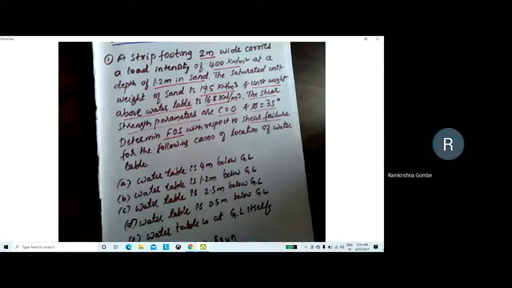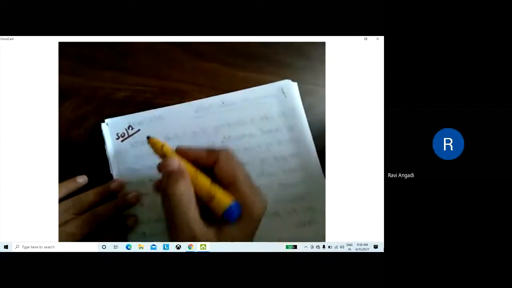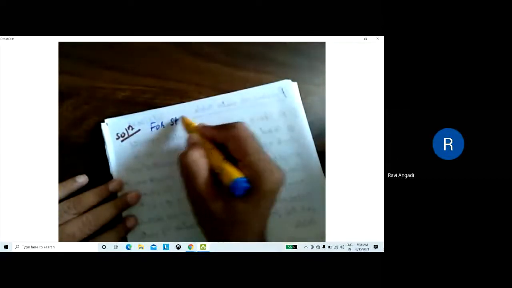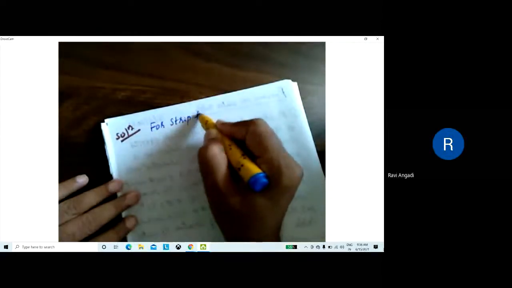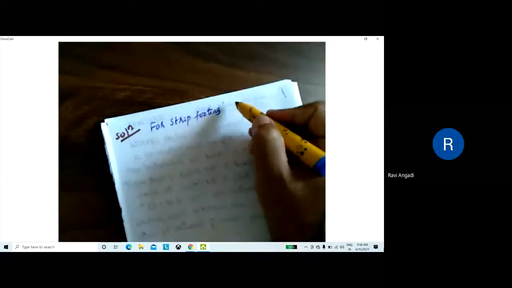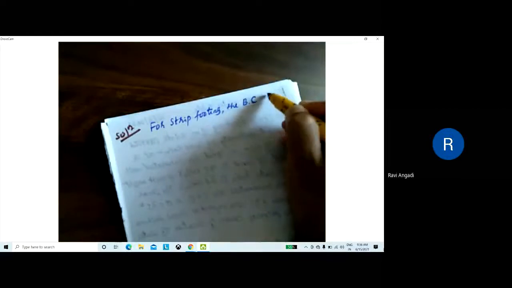Is it over? Yes, sir. So I'll start solving this one. First we'll consider the solution for the strip footing. You all know the bearing capacity equation because it is given as a strip footing. Right? For strip footing, first you write the equation. For strip footing, the bearing capacity equation is given by.